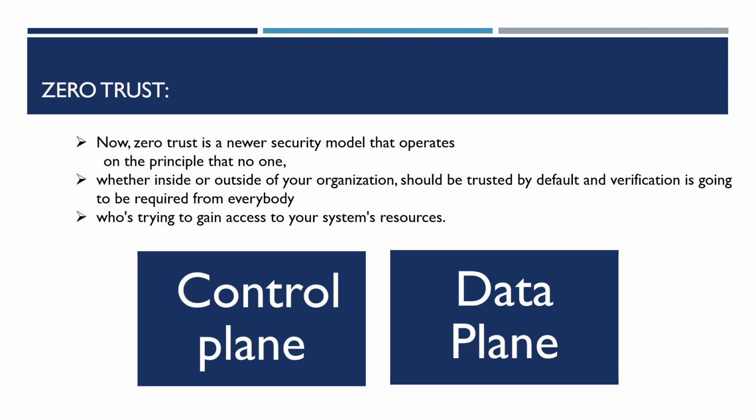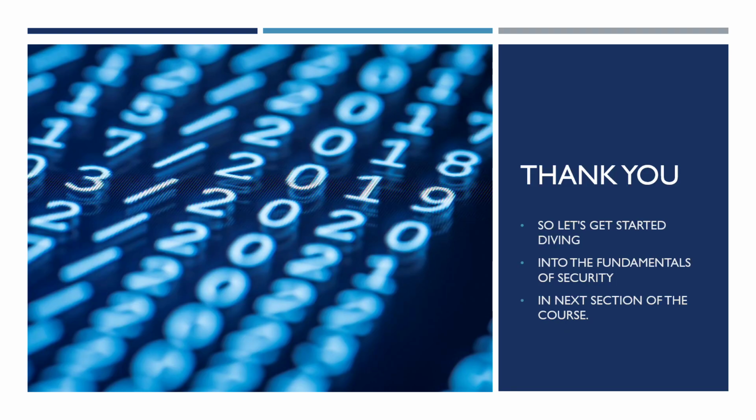Now, in order to achieve Zero Trust, we have to use a control plane and a data plane. The control plane consists of the adaptive identity, threat scope reduction, policy-driven access controls, and secured zones. The data plane, on the other hand, is going to be focused on the subject and system, the policy engine, the policy administrator, and establishing policy enforcement points. So let's get started diving into the fundamentals of security in this section of the course.